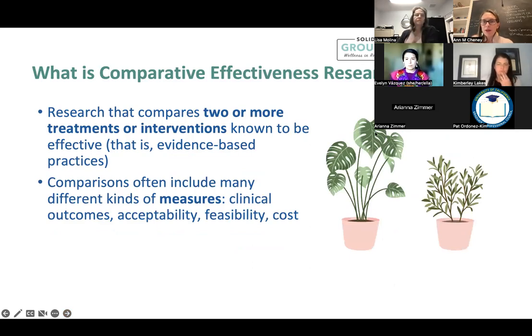So, what is comparative effectiveness research? This is research that compares two or more treatments or interventions that are known to be effective. So that is, they're evidence-based. Comparisons often include many different kinds of measures: clinical outcomes, acceptability, feasibility, and cost. So I have two plants here as an example, to run through comparative effectiveness research at a very cursory level.